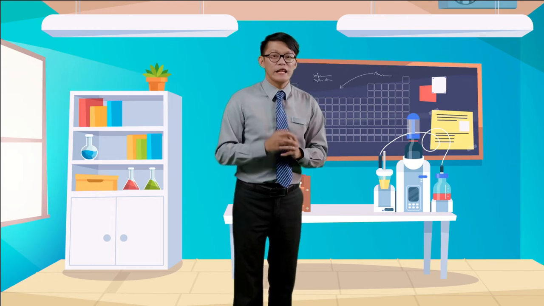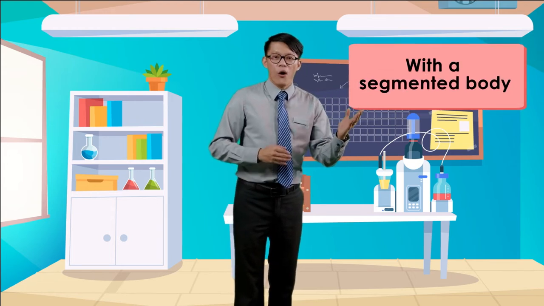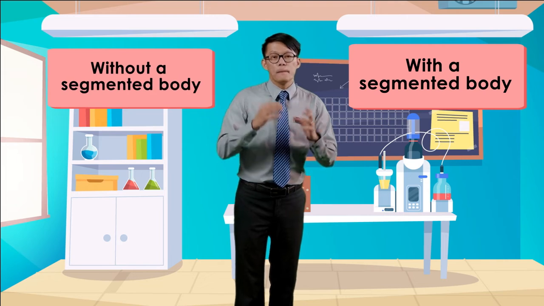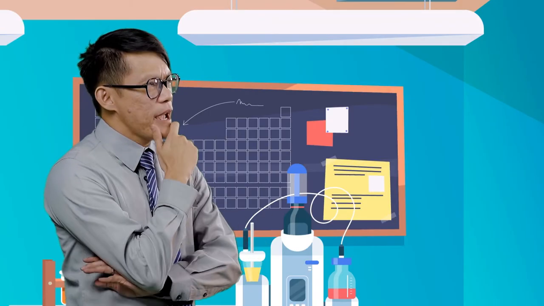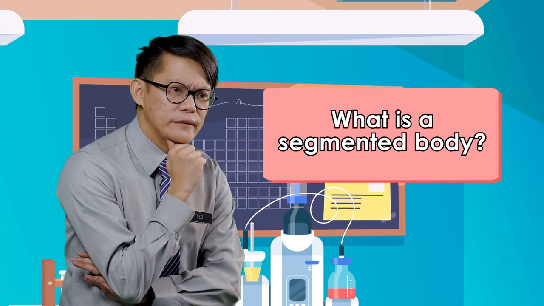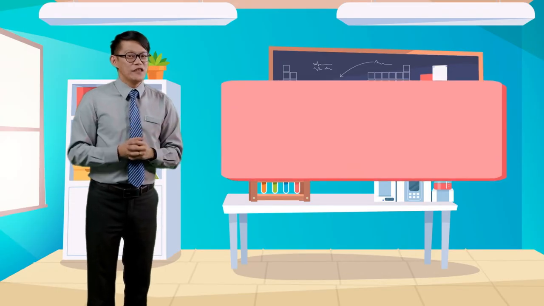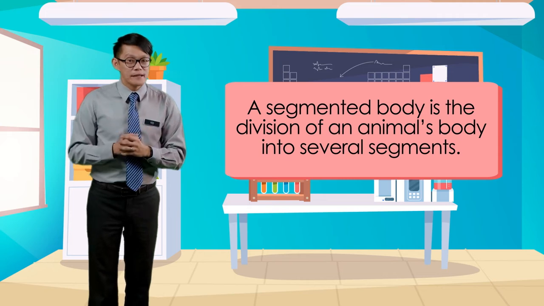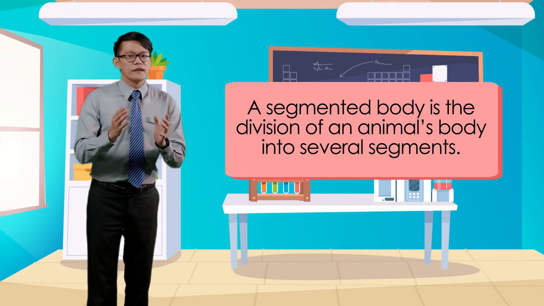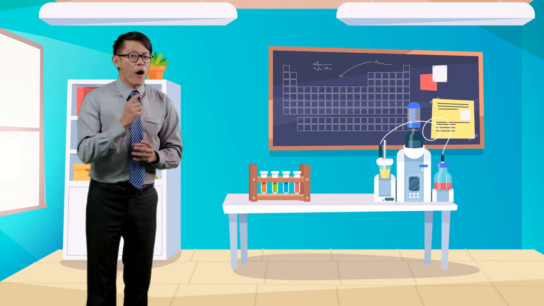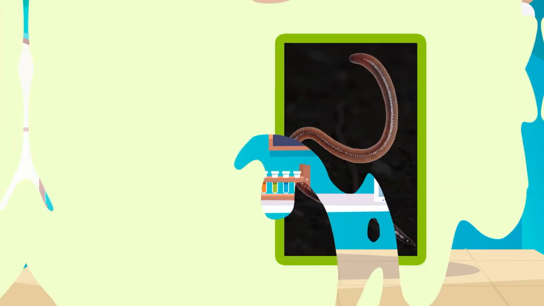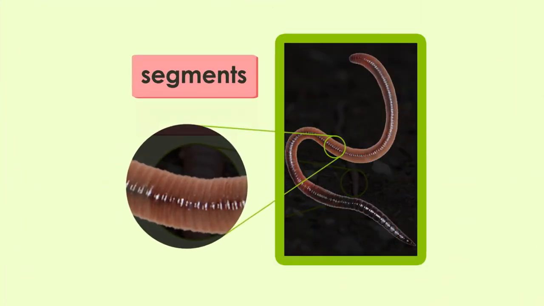Invertebrates without legs can be classified into with or without a segmented body. What is meant by a segmented body? A segmented body is the division of an animal's body into several segments. For example, the earthworm has a segmented body. These are segments on an earthworm.